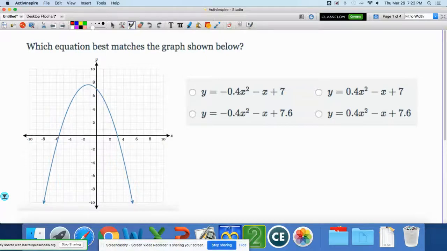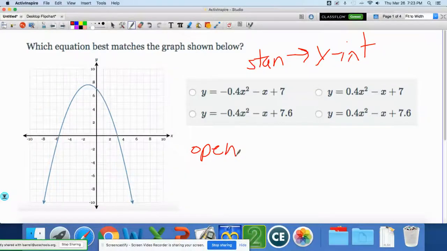This says, which equation best matches the graph shown below? You can see all four answers are in standard form. And what piece of information does standard form specifically give us? It gives us the y-intercept. So each time we go through, we're going to look at the four answers and try to eliminate the ones until we get down to one single correct answer. The first thing we need to talk about is whether it opens up or down. That's on all of them. And then we need to talk about the special information here, which in this case is the y-intercept because we're in standard form.